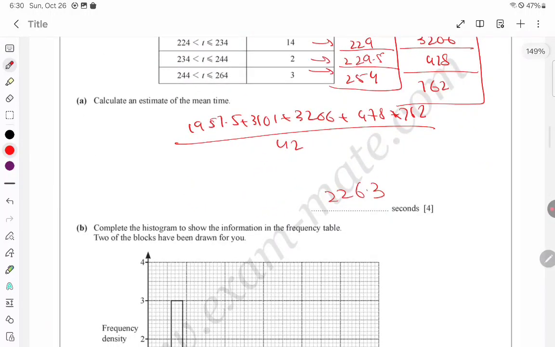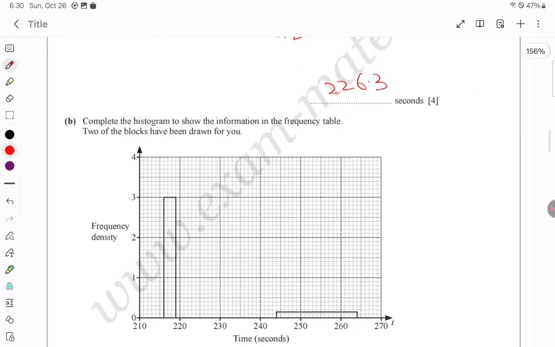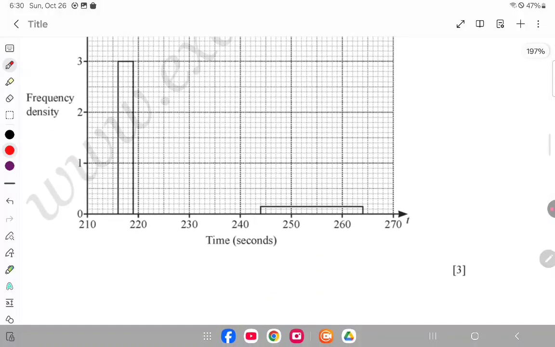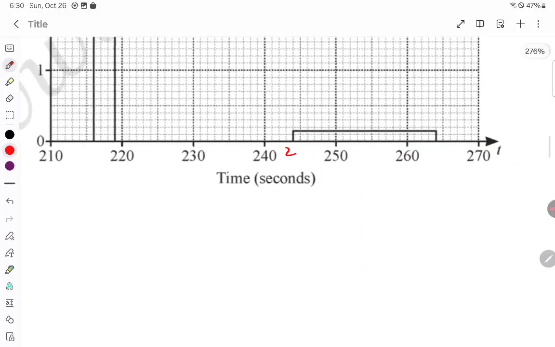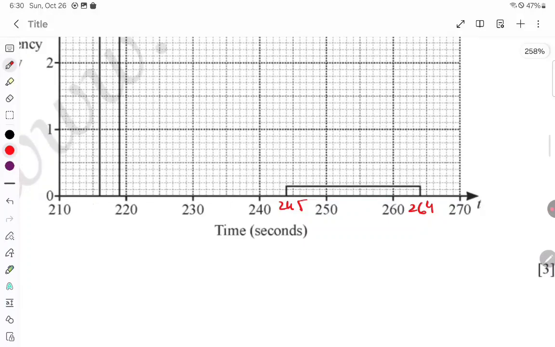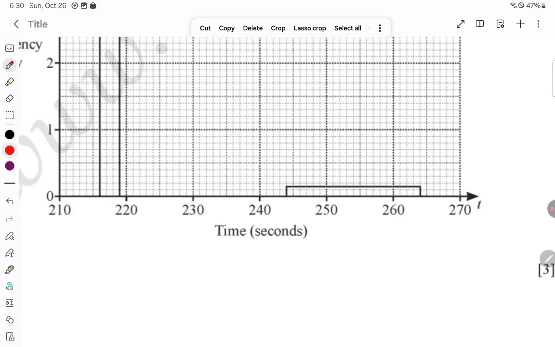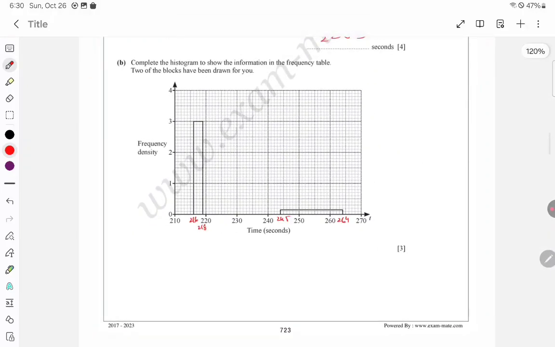Now for the B part, complete the histogram to show the information in the frequency table. The two blocks have already been drawn. From here, from 245 to 264, and from 216 to 218 has already been drawn.